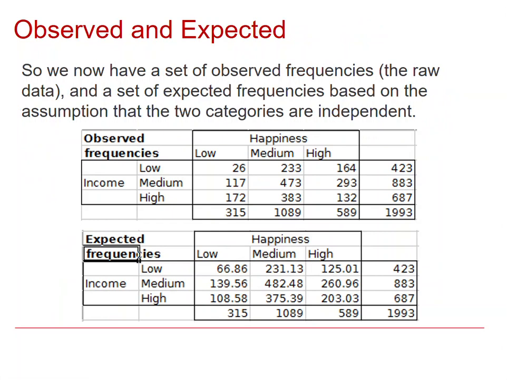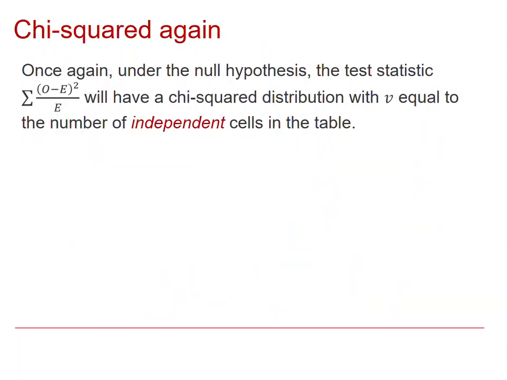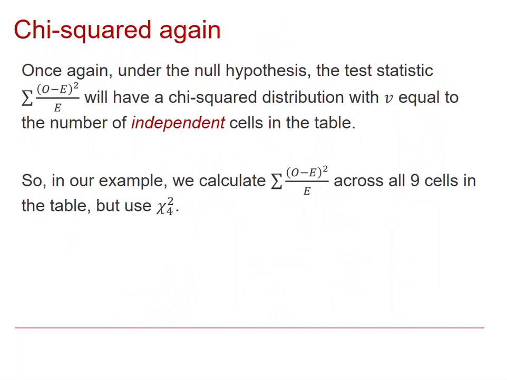So now we have a set of observed frequencies and a set of expected frequencies based on the assumption that there is no association between income and happiness. So like we do for all the goodness of fit tests, we're going to calculate the test statistic, the sum of all the O minus E squareds over E. That is for each of the cells in our table. We know that the number of degrees of freedom, nu, is equal to the number of independent cells in the table, which in this case is going to be 4. We haven't yet decided on a significance level, so we'll test at the 2% level.